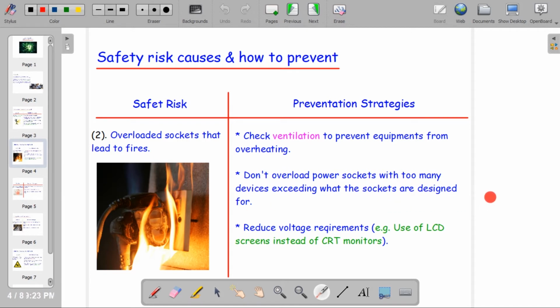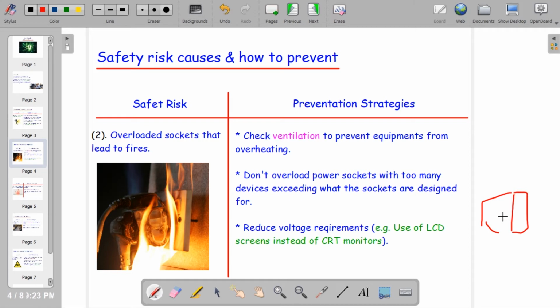The last prevention strategy for this safety risk is by reducing the voltage requirements. What is the meaning of that? Basically by being friendly to the environment, basically being socially active. Always try to use devices that are friendly to the environment, basically anything that can use very low power. LCD screens, for an example, is one of these examples, because LCD screens use so little power compared to the CRT. CRT is the old-fashioned monitors, if you remember them, these devices that have a very big back to them.